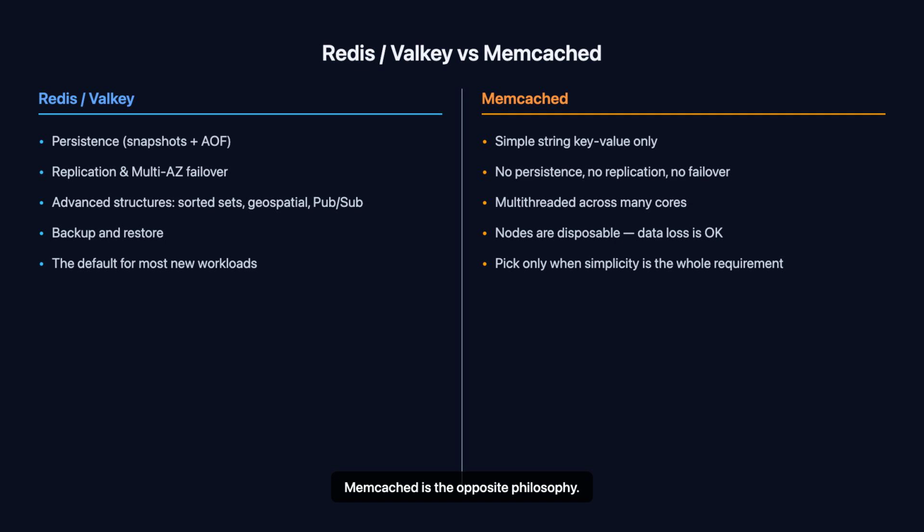Memcached is the opposite philosophy. It's a simple string key value store with no persistence, no replication, and no failover. It is multi-threaded, so it scales across many CPU cores, but its nodes are disposable. Losing them is fine. Reach for Memcached only when that raw simplicity is the entire requirement.